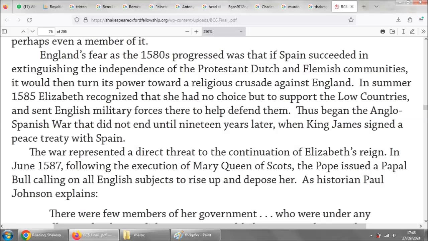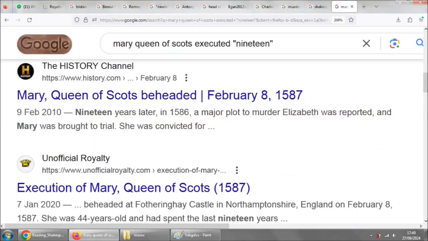So many people believe these stories. Let's just have a look at this story that she got Mary killed. 1587 or something. So 19 years later, in 1586, a major plot to murder Elizabeth was reported and Mary was brought to trial. So now we've got this other story of Mary, the Queen of the Scots, in the 19 years. And people believe these stories.